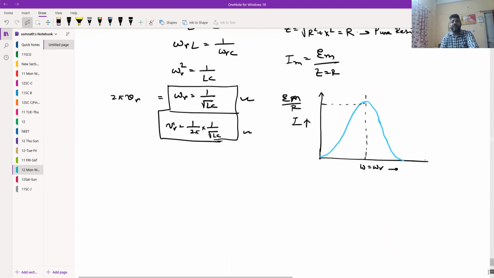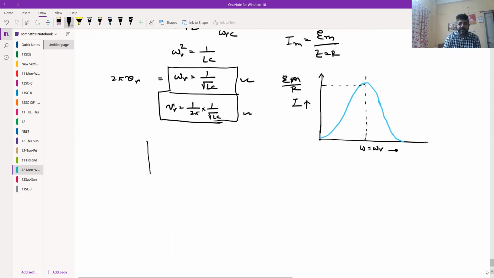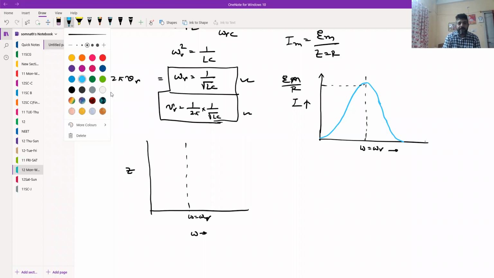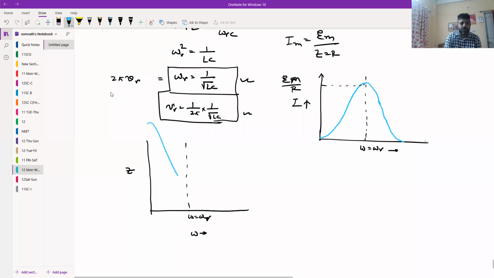And on that basis, if you want to draw the Z versus omega graph, how does it look at omega equals omega R? This is Z, this is omega. So it looks like this. Z is equal to R. Clear? Yeah. Everyone, is it okay?